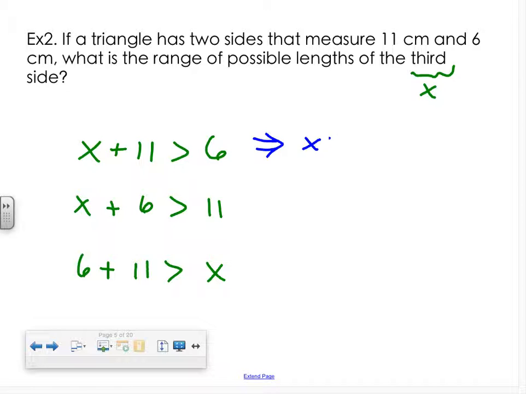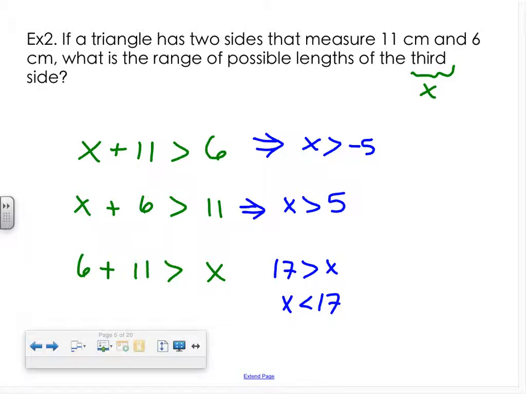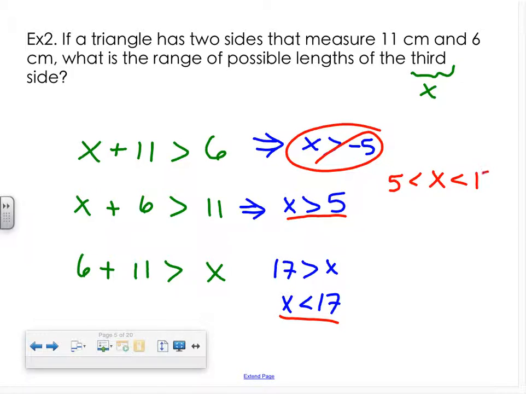x has to be, okay, this one's the trash one because I get -5. That's going to be a given. This one, x has to be greater than 5. And this one becomes 17 is greater than x. So that's written as x is less than 17. Remember, this one's trash. Now I want to interpret these two. What's x between? It has to be greater than 5 and less than 17. So this would be your answer.